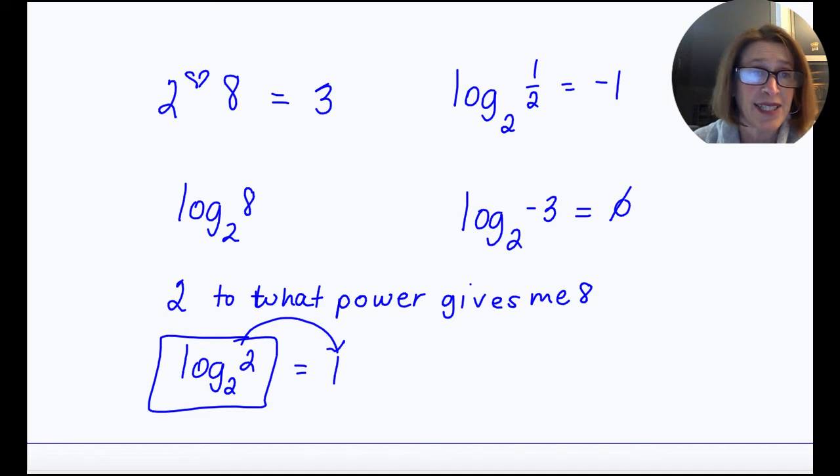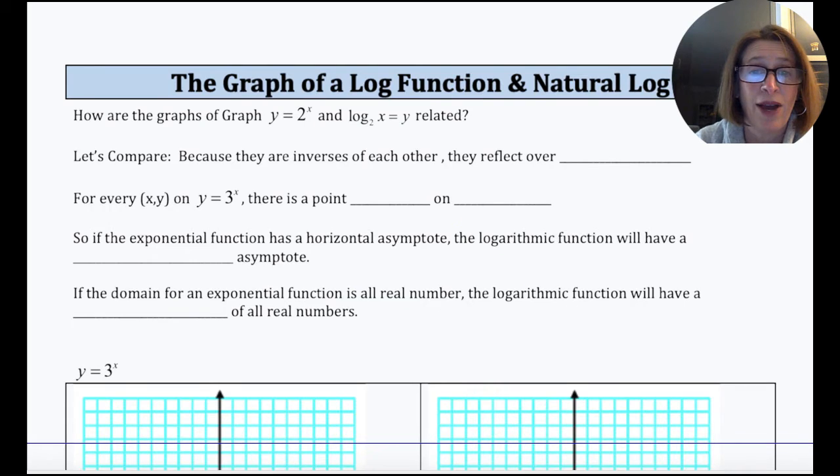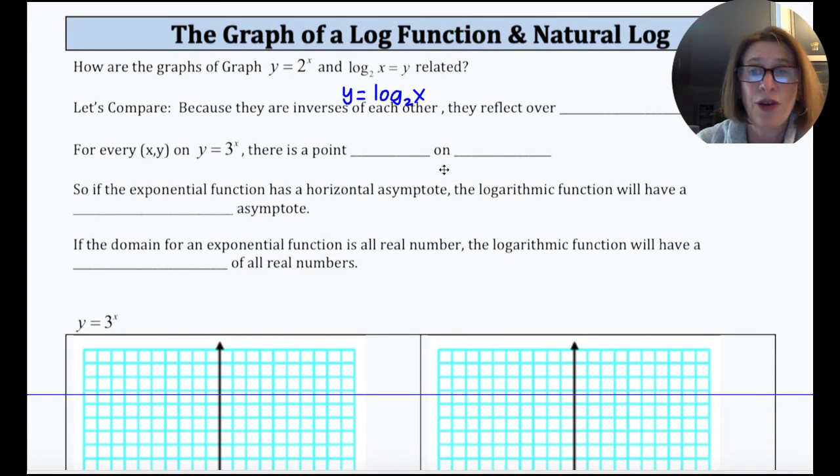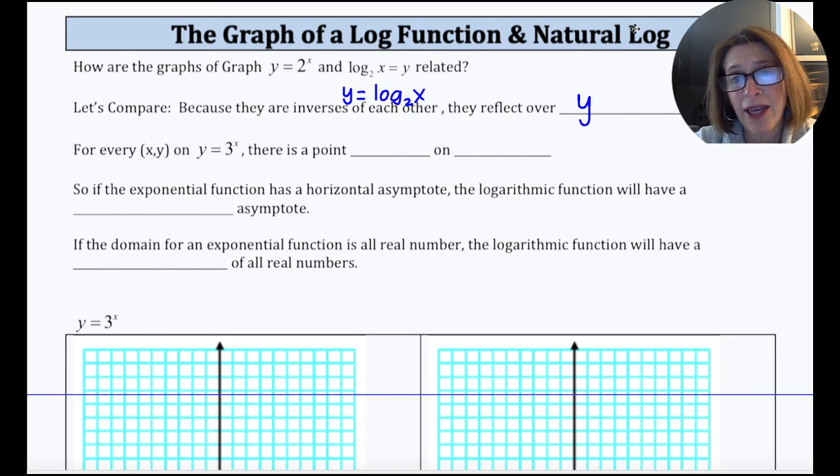All right, we're going to need that today as we investigate the log graph, okay? So we need to really understand how the graphs of y equals 2 to the x and log base 2 of x equals y are related, okay? Now, I could write this as y equals log base 2 of x as well. They mean the same thing. All right, so let's compare. So because they're inverses of each other, they reflect over the line y equals x, right? We say all inverses are going to reflect over that.